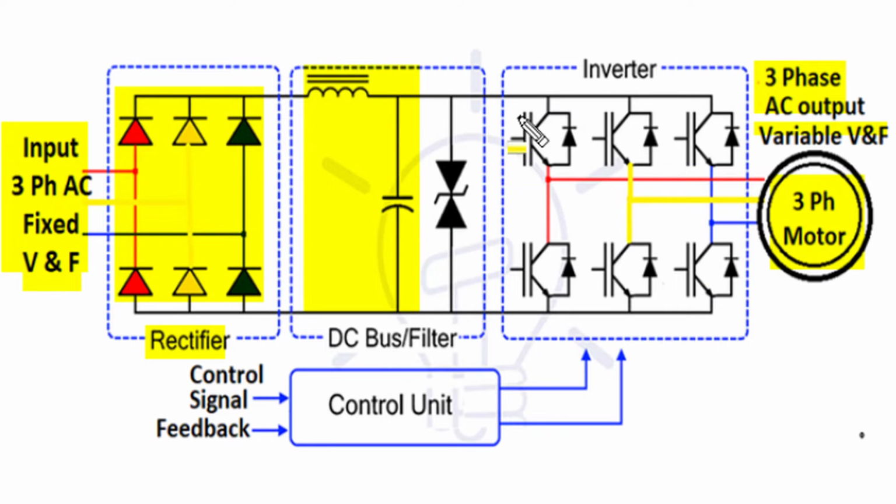And IGBT switching devices produce the desired variable voltage and variable frequency AC output depending upon switching control by the microprocessor based control unit, and this control unit uses a control signal for speed reference as well as feedback of input AC supply and output mechanical load parameters. Let's understand these four sections: rectifier, DC link, inverter and controller, one by one in detail.